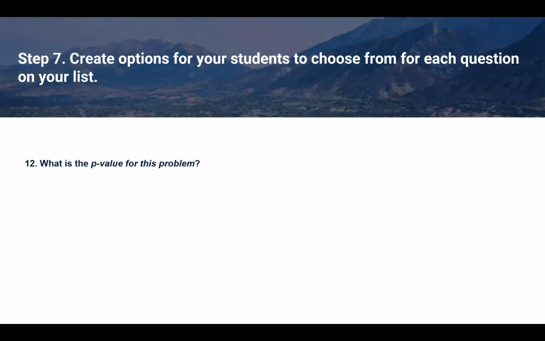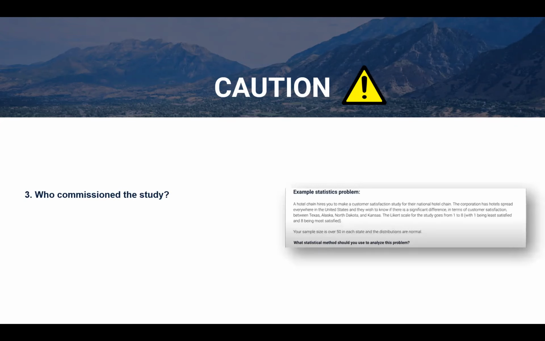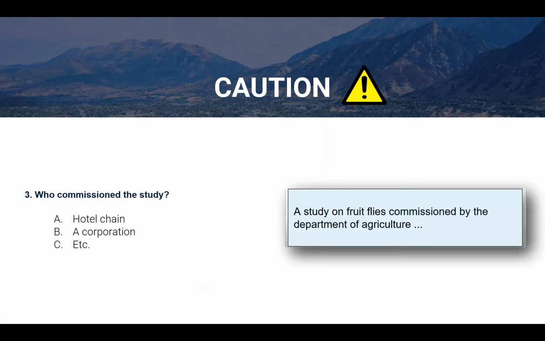This will also be the case if you want the students to solve for a problem and treat it like a multiple choice question. Let's revisit the earlier caution we shared about questions. Do not, again, use the wording in the specific problem you chose as options for a question. For example, if we ask the question, who commissioned this study, and we pulled out options from the wording of this specific problem, then when we present the students with another research study commissioned by a different group, such as a study of fruit flies, these options will not be relevant.